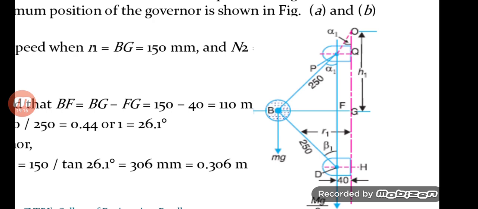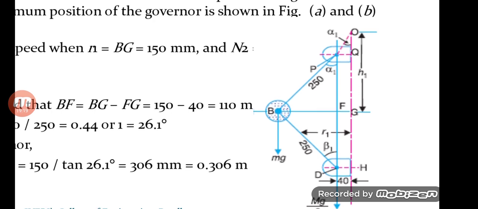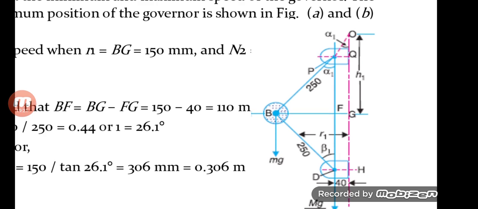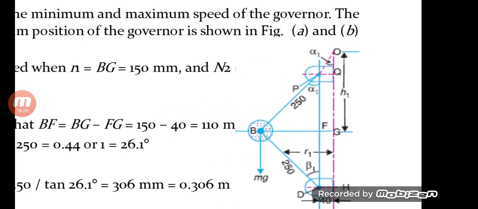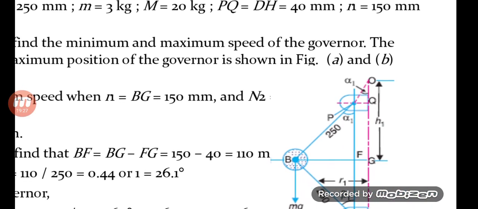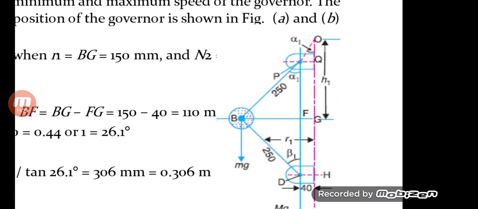Hence first of all, if we are able to find the alpha, that is the alpha 1 angle, then easily we can use the second triangle, here you can see, BOG. This triangle can be used, and from that triangle we can calculate H1. So first of all we will consider the triangle BPF, and for that we have to calculate the distance BF. So what will be this BF? BF will be R1 minus the FG distance.